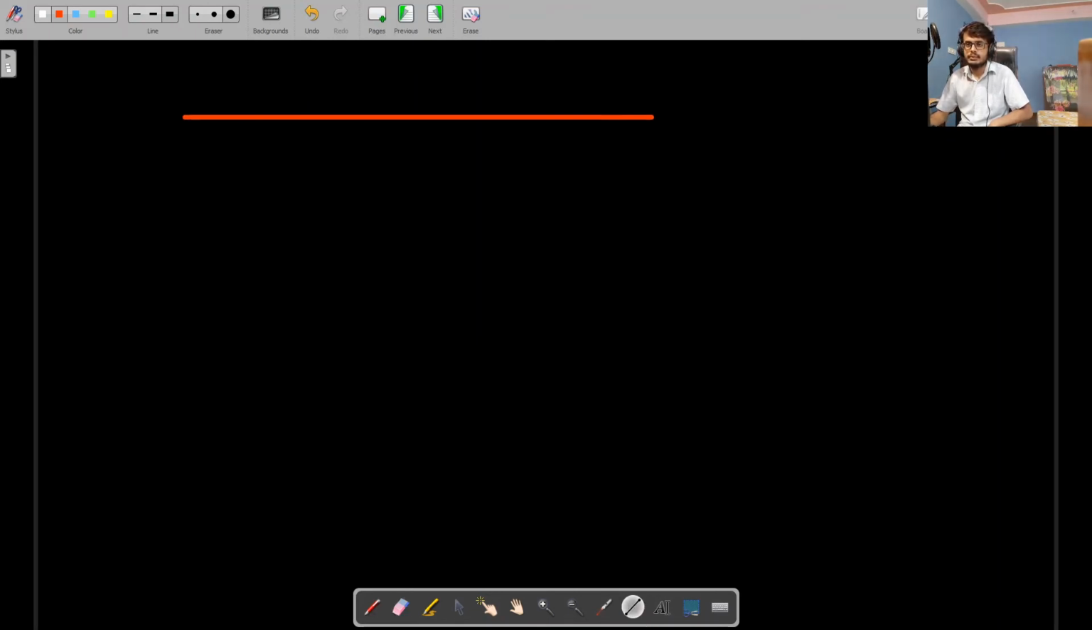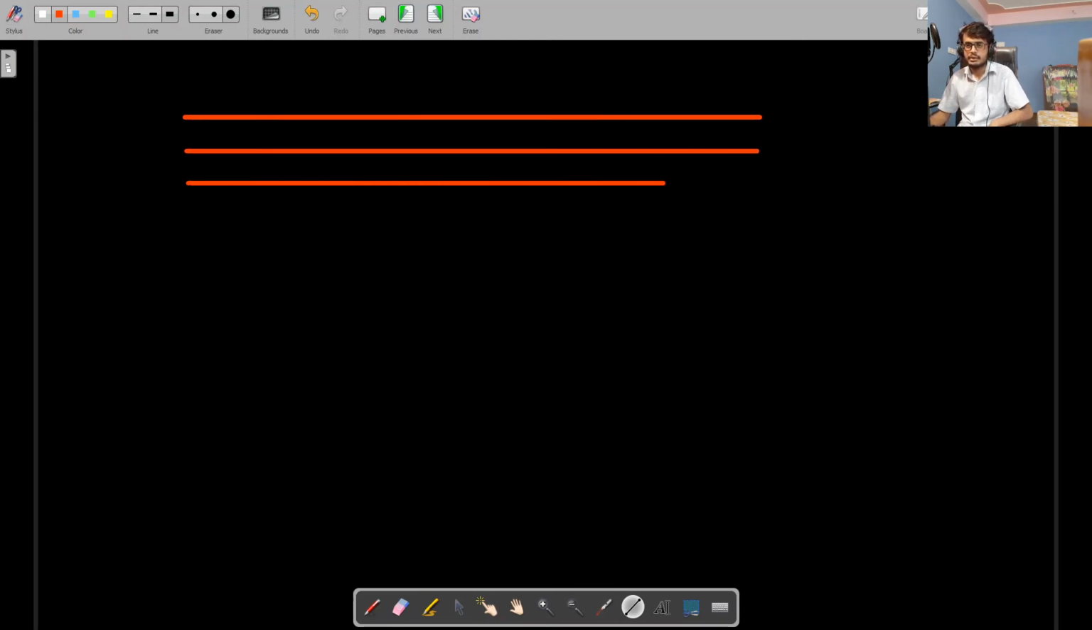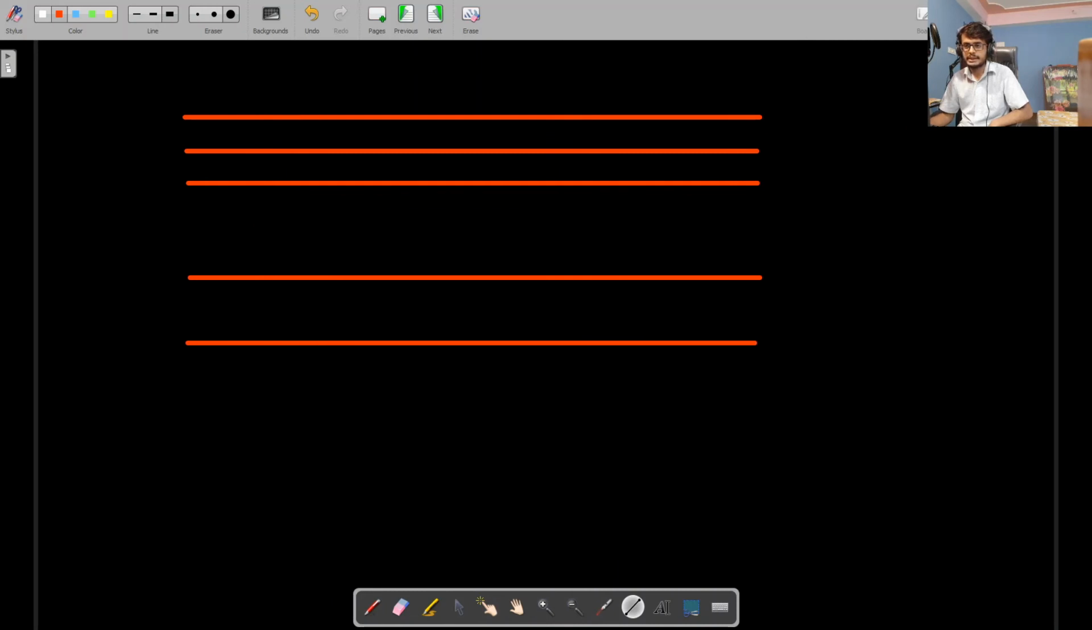So this is the first orbit. This is the second orbit. This is the third orbit. Spacing increases. This is the fourth orbit. Now do you know why this spacing is increasing abruptly?